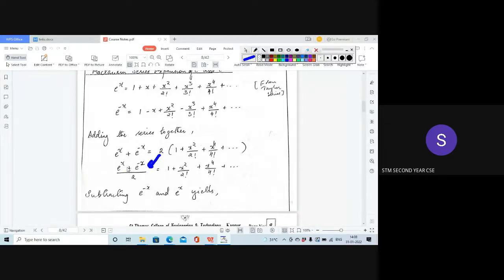So e raised to x plus e raised to minus x by 2 is equal to the exponential series 1 plus x square by 2 factorial plus x raised to 4 by 4 factorial. This includes only the even powers. It contains only the even powers. So this result we need for solving problems. So e raised to x plus e raised to minus x by 2 is equal to the series 1 plus x square, which includes all the even powers and the factorials. The exponential series includes the even powers.